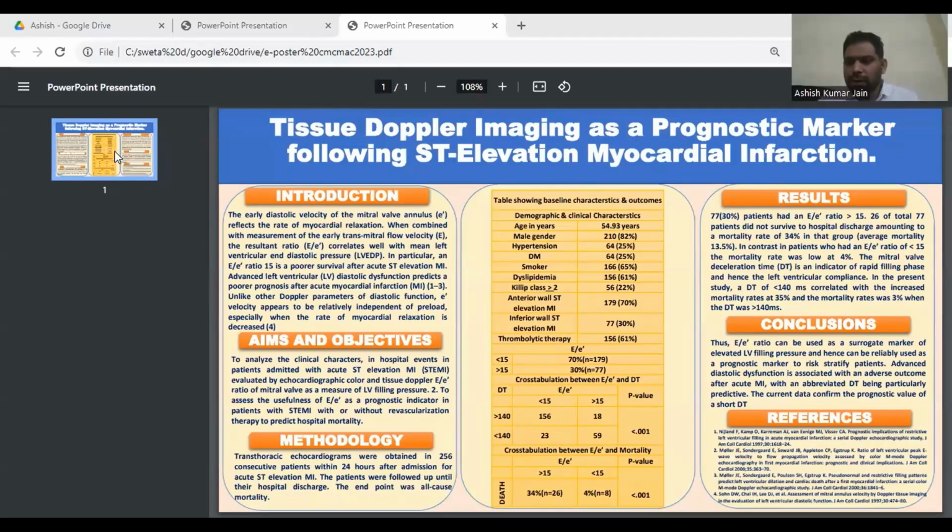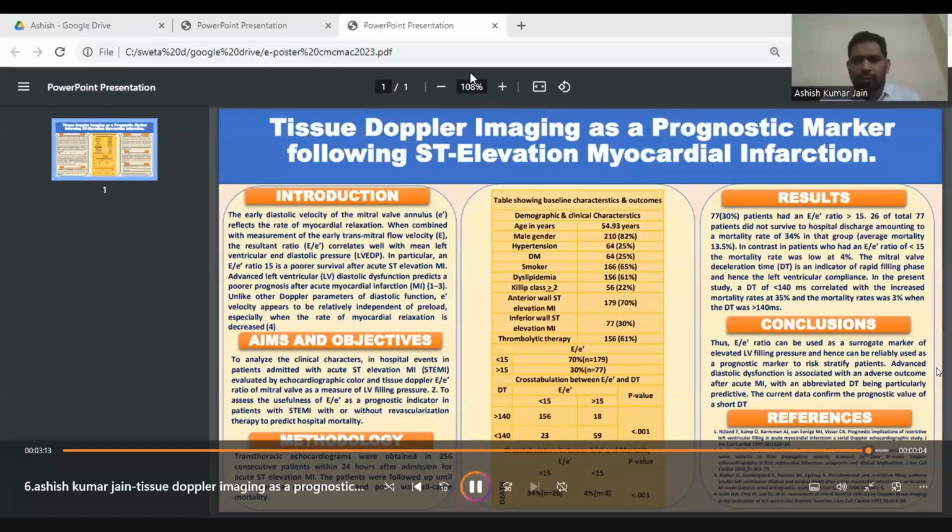Advanced diastolic dysfunction is associated with an adverse outcome after the acute MI, with an abbreviated DT being particularly predictive. The current data confirm the prognostic value of the DT. Thank you everyone.